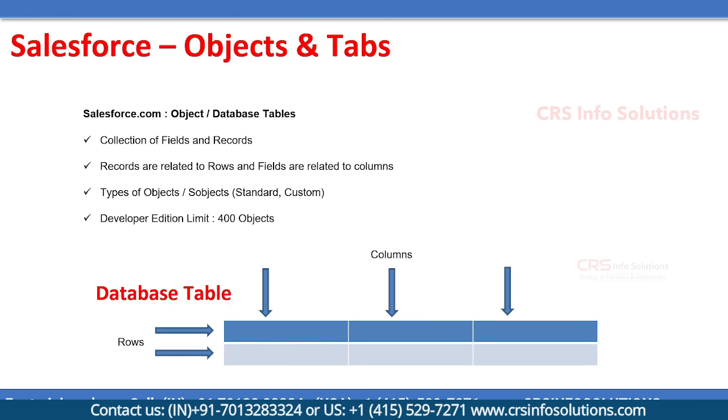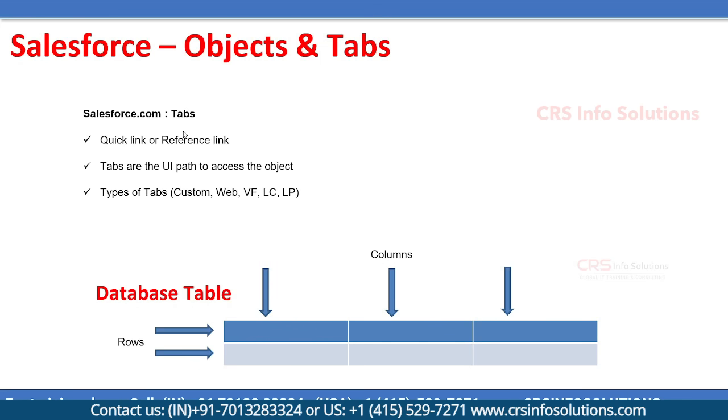The next one is tabs. A tab is a kind of link to a particular object. Whenever you create an object, if you want to open it, you need to create a link for that object, which is called a tab. So it is a kind of UI path to access the object.